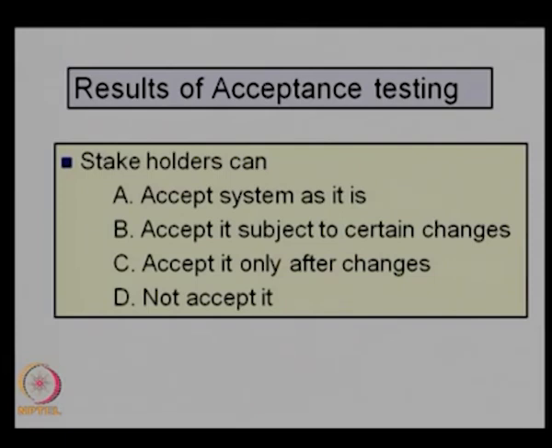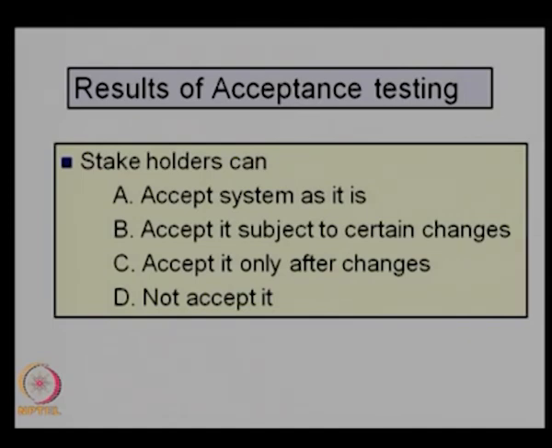But then another option is to accept it subject to certain changes. So, there are a few changes needed in the system based on the acceptance testing. The stakeholders can suggest some changes and then accept it based on these changes. In this case the system will be accepted, but they may request some changes, and the stakeholders can start using the system, but the changes will be implemented later based on the acceptance test results. That is the second option.